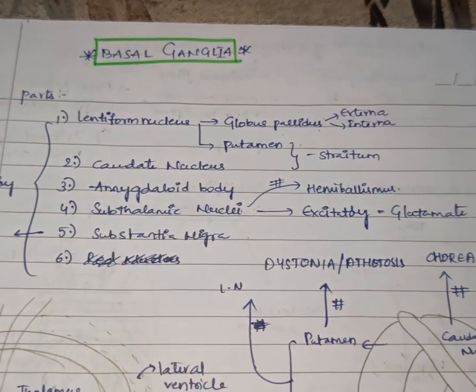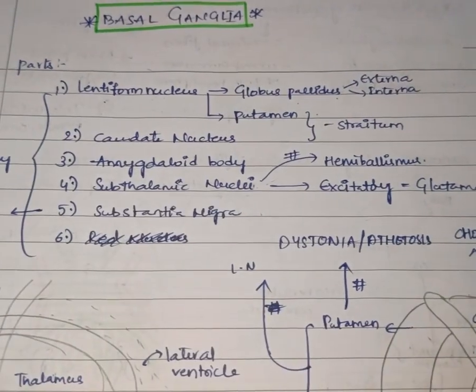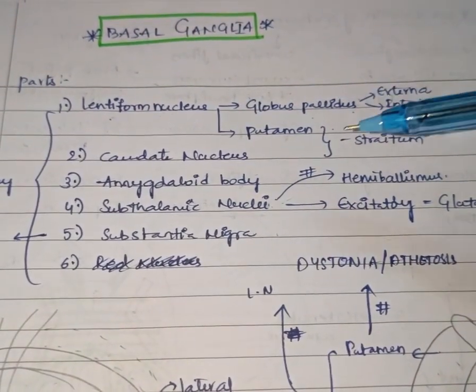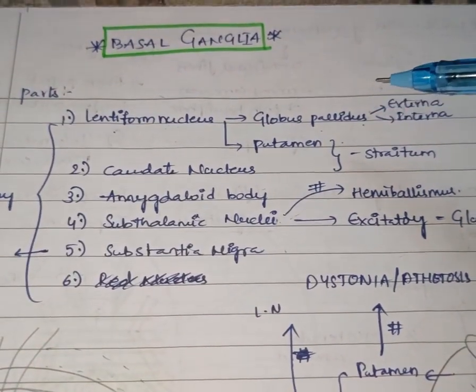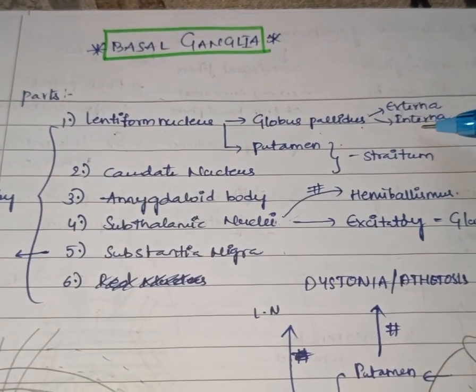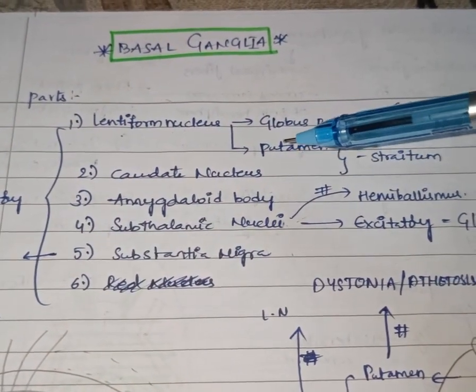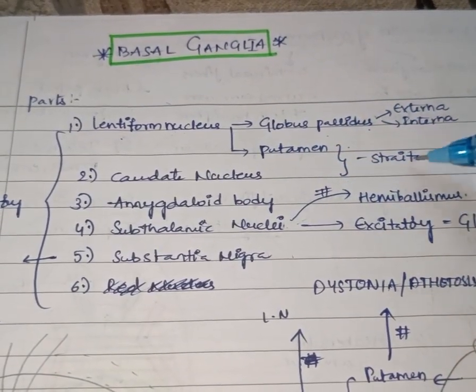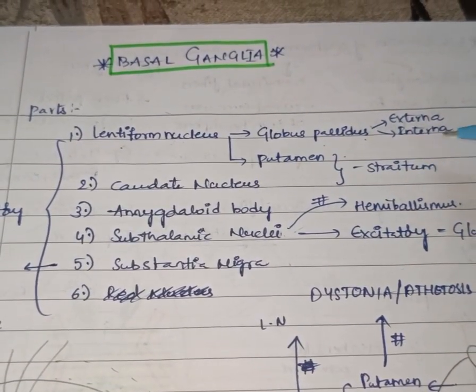Do you know what are the parts of basal ganglia? Let's learn together. It includes lentiform nucleus, which has globus pallidus and putamen. In the globus pallidus, there is globus pallidus externa and interna. And caudate nucleus. The putamen and caudate nucleus together combine to form corpus striatum.